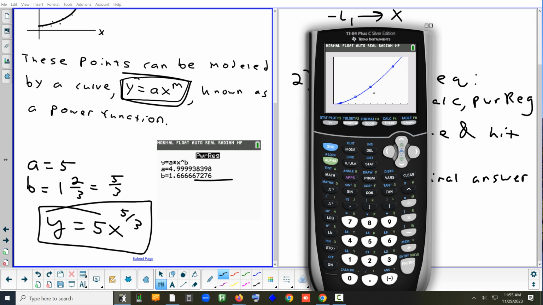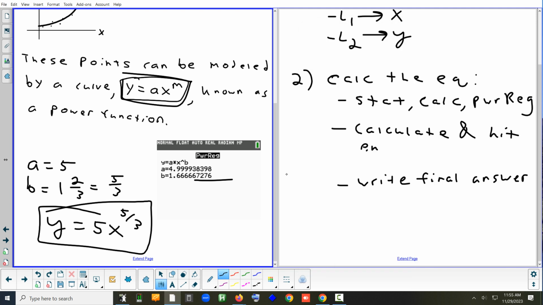So there'll be one problem on the test that's pretty much that. I'll give you a table, and then you're going to have to type the data in, and then calculate the power regression, and then write your final answer. Remember, final answer has to have y equals. Every final answer starts like this.